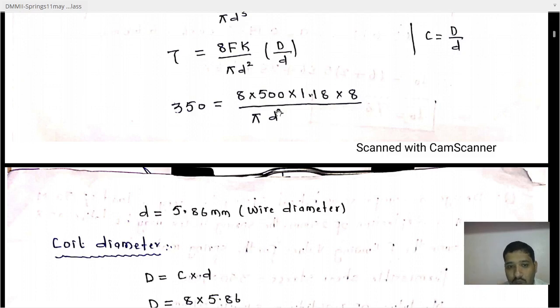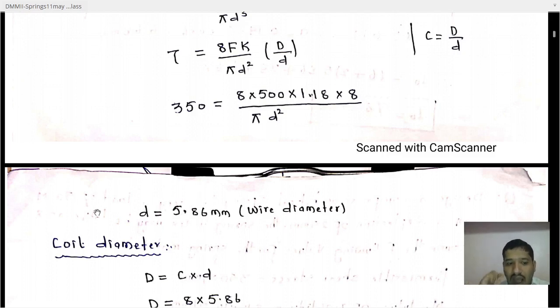Is it right? So whatever answer you get, after that you will take the root of the value. Then you will get the diameter d equal to 5.86 mm. So this diameter indicates the wire diameter of the helical coil spring.